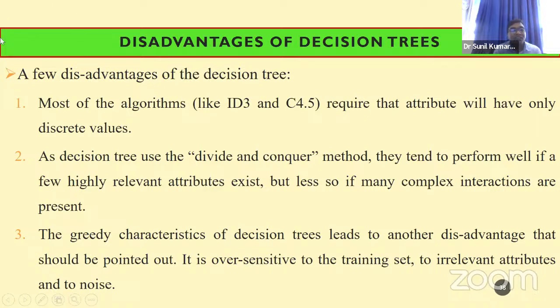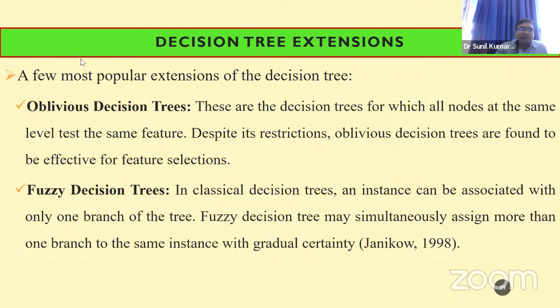The greedy characteristics of decision trees lead to another disadvantage that should be pointed out. It is oversensitive to the training set, to irrelevant attributes, and to noise. Already we have discussed that if it is suffering from these kinds of issues, we have to tune the parameters somehow. And if that is not possible, then we can drop this particular algorithm and look at some other relevant algorithms.